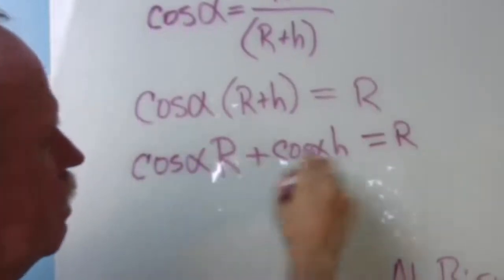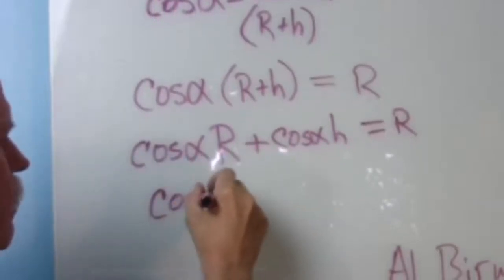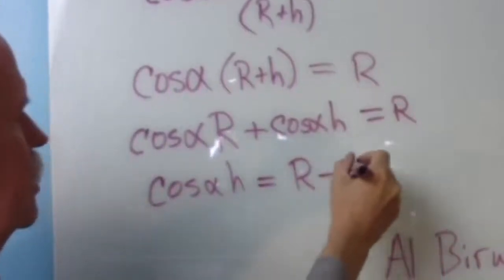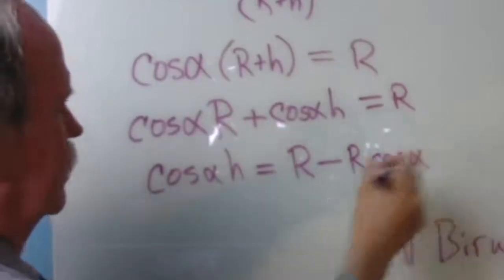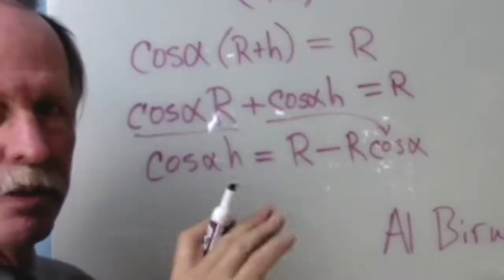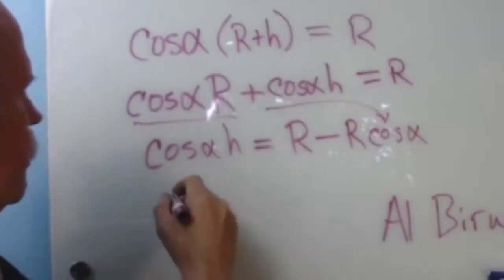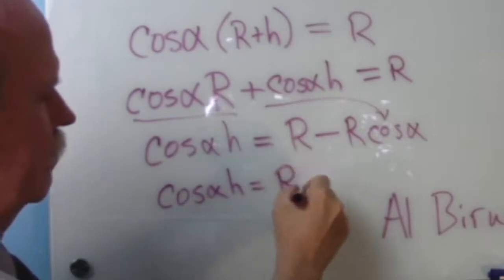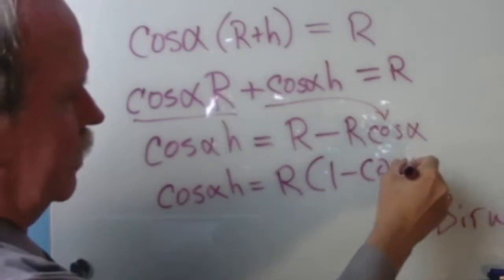Remember, we want all the r terms on one side. So we're going to say cosine alpha h equals r minus r times the cosine of alpha. So basically we brought that term down to here. Now, as you recall from our last episode, we can factor this. So let's do that again. Cosine alpha h equals r times (1 minus cosine alpha).